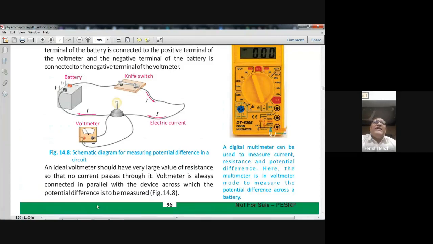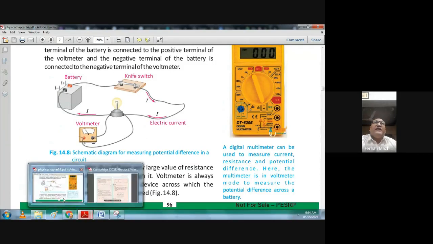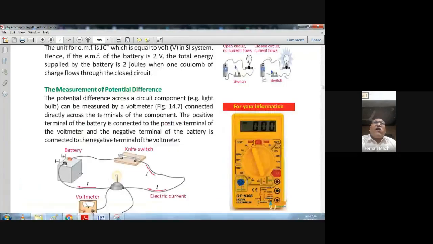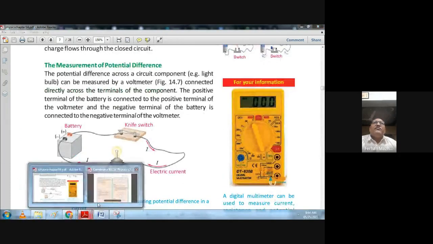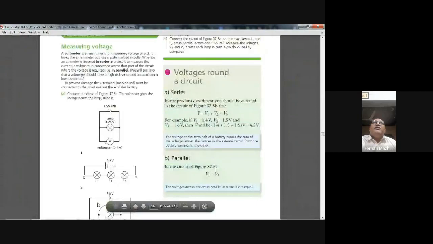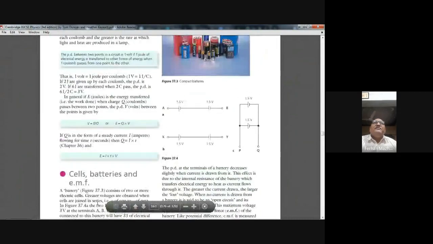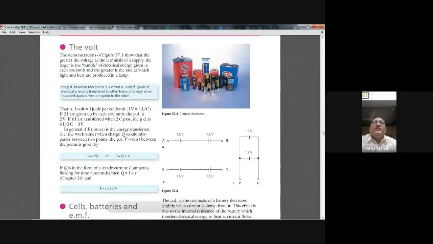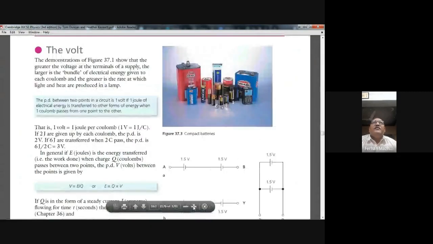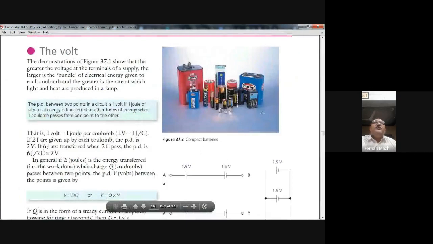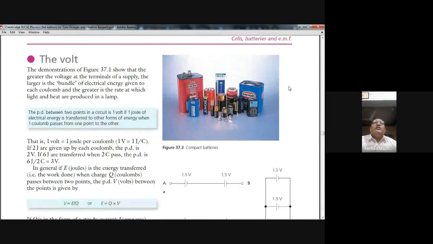So one thing very important and frequently asked, let me show you another thing. Let me clear the size. Okay, so try to understand, volt is basically the unit for the potential difference.